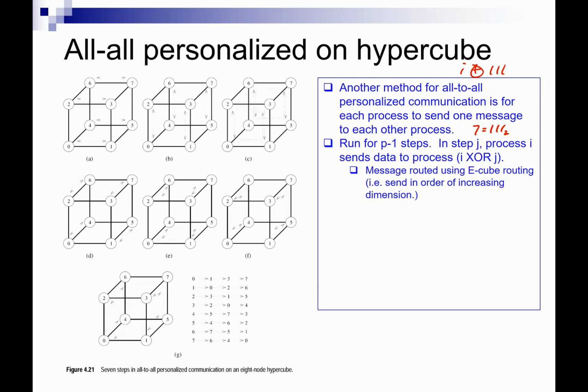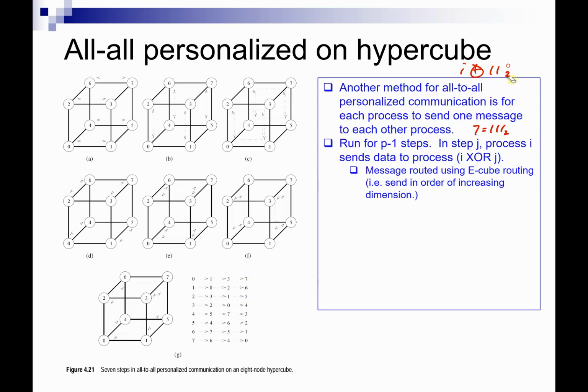So it's going to flip all its bits, basically. That means that, for example, 0 XOR 111 is going to be 7, so 0 is going to send to 7. 1 XOR 111 is going to be 6, so 1 is going to send to 6, 2 is going to send to 5, and so on. So that's in the 7th step.